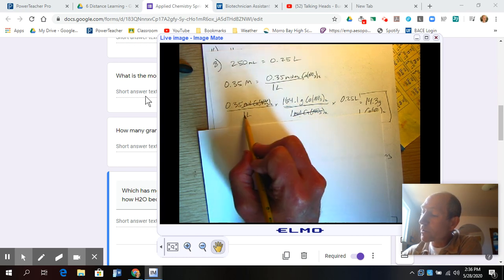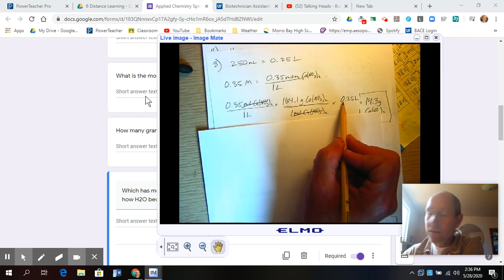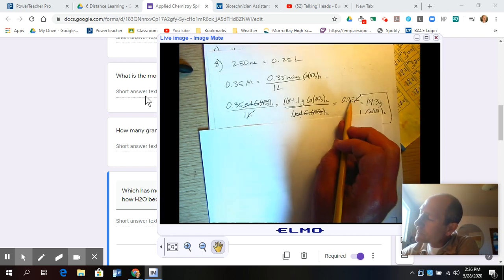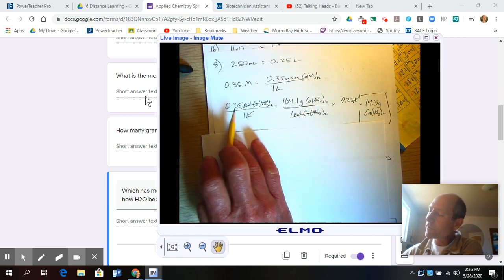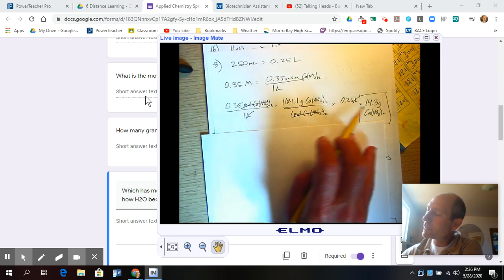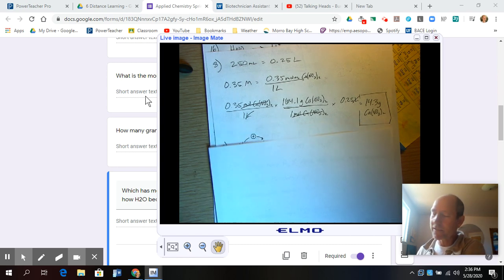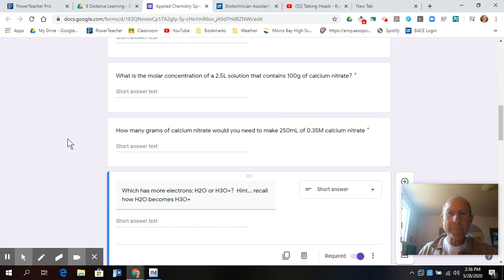And then we have 164.1 grams per liter. But we don't have a whole liter. We only have a 1/4 liter. So I need to put that up there, and then liters is going to be gone. So I need to multiply by 0.25. So this times this times this, it means there's 14.3 grams of calcium nitrate in that solution, which is good to know if your boss tells you to go make them a quarter liter of 0.35 molar calcium nitrate. You better know that.